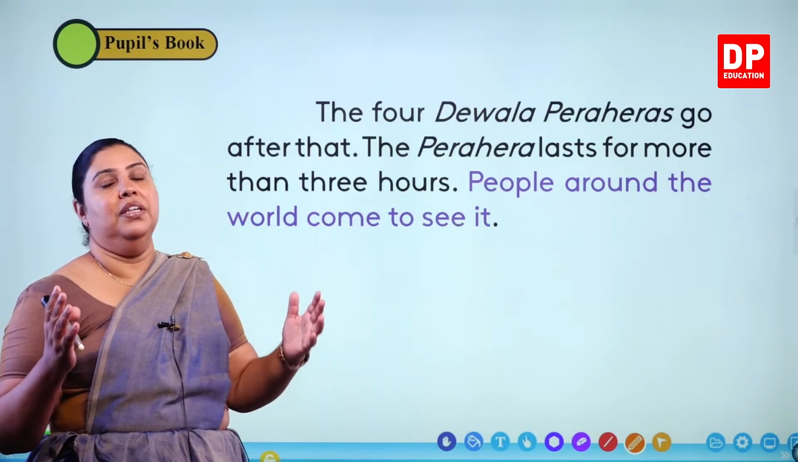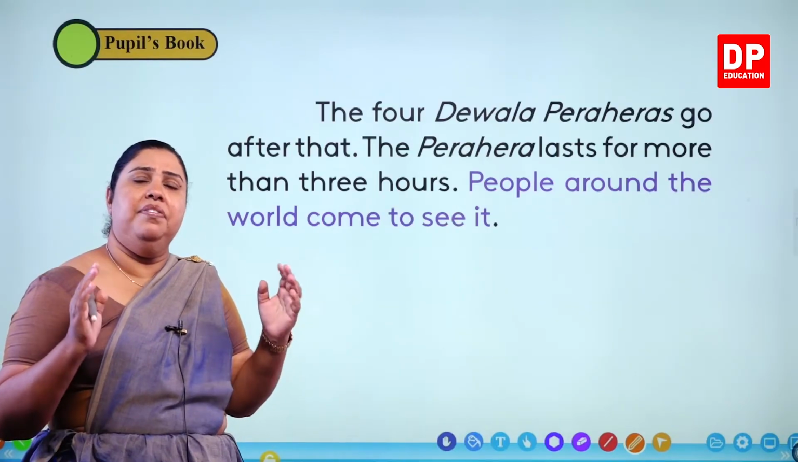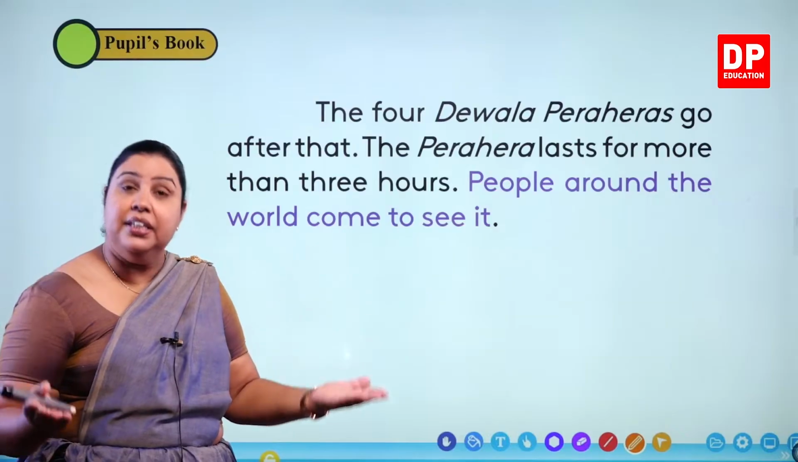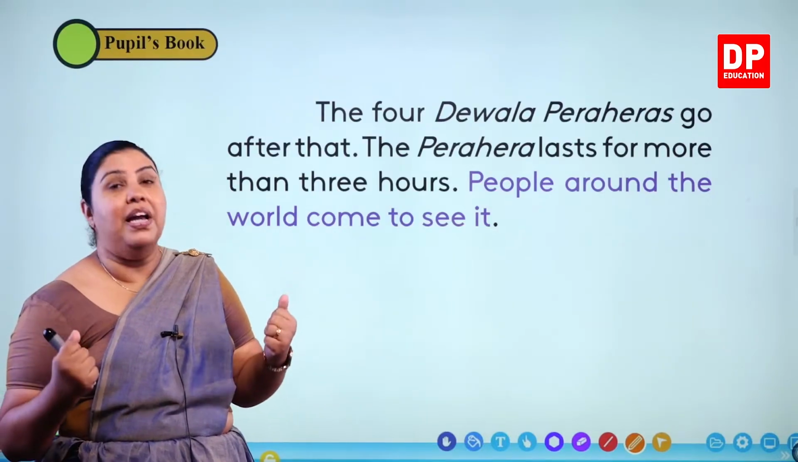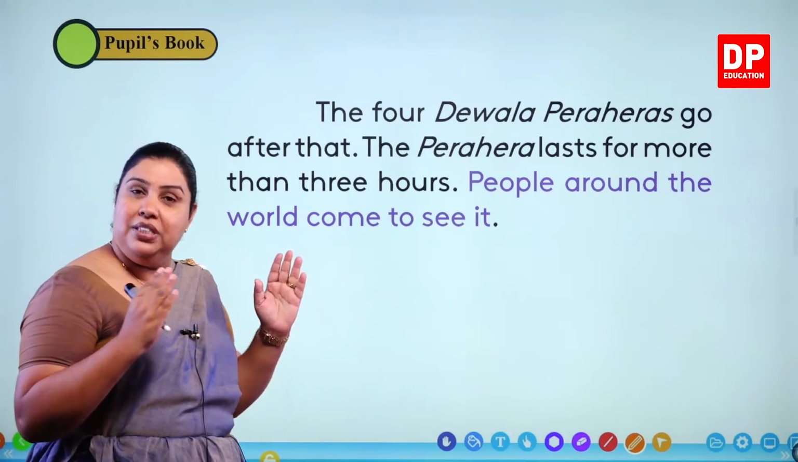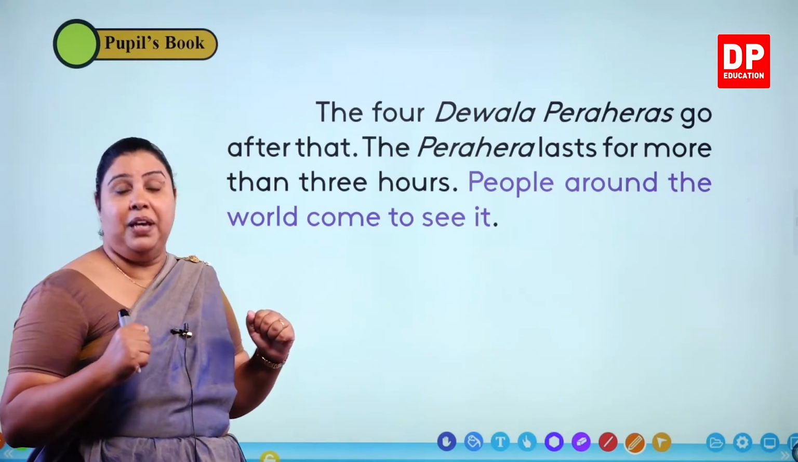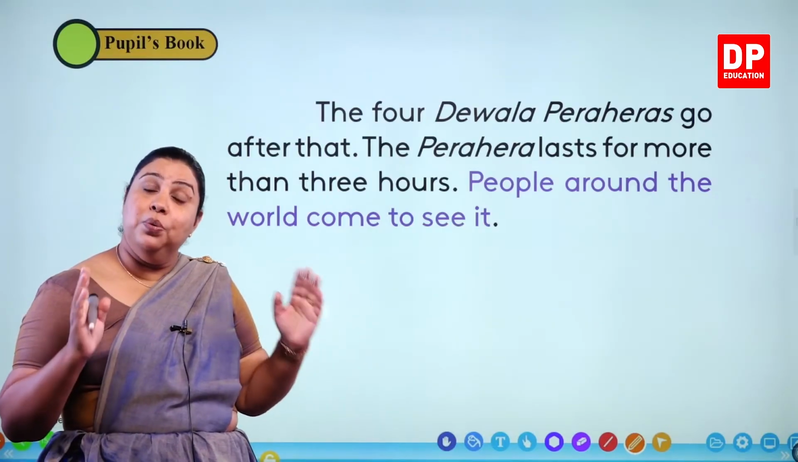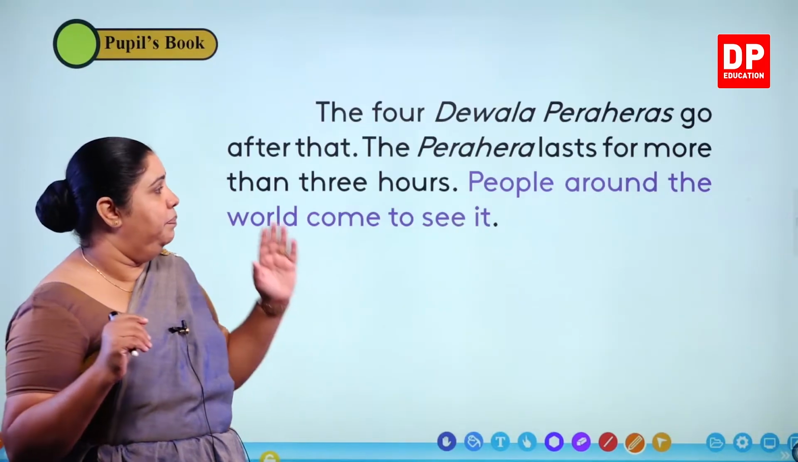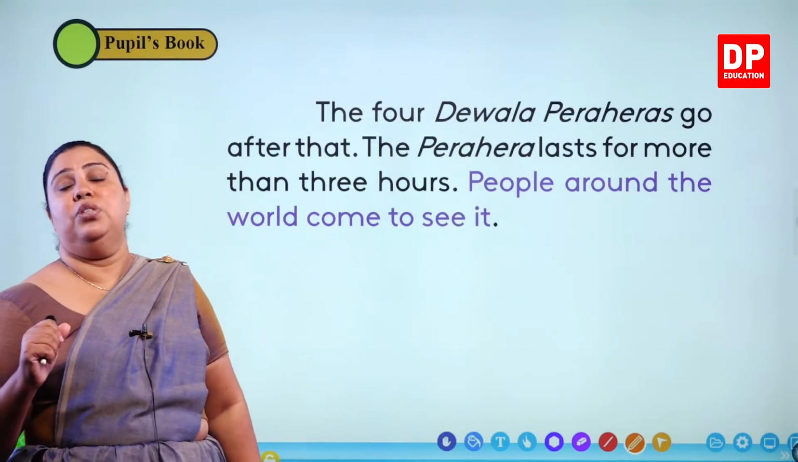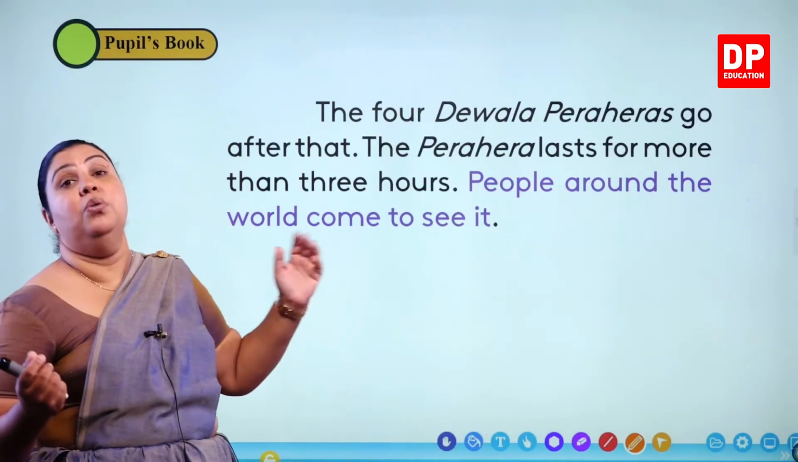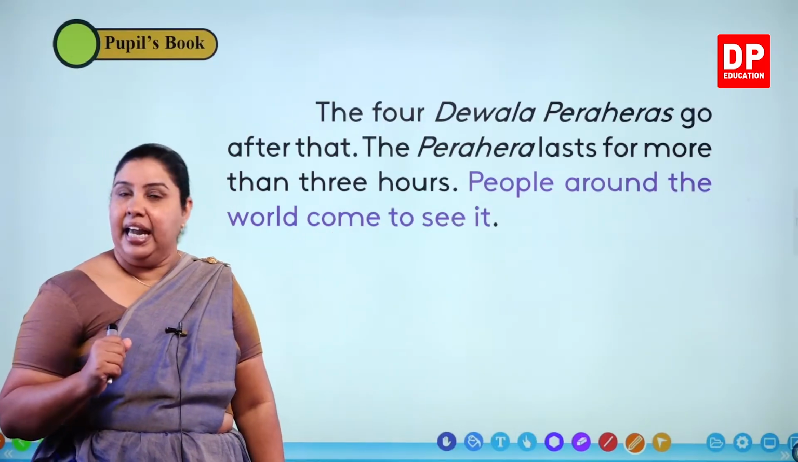So this is one of the most valuable, very beautiful traditional pageants that most of the people in other countries, foreigners, they know the value of this history. They love our country. They come to our country to see this main Kandy Perahera. It is one of the beautiful traditional pageants that we have. So people around the world come to see it. Who comes to see the Kandy Perahera? People around the world come to see the Kandy Perahera.